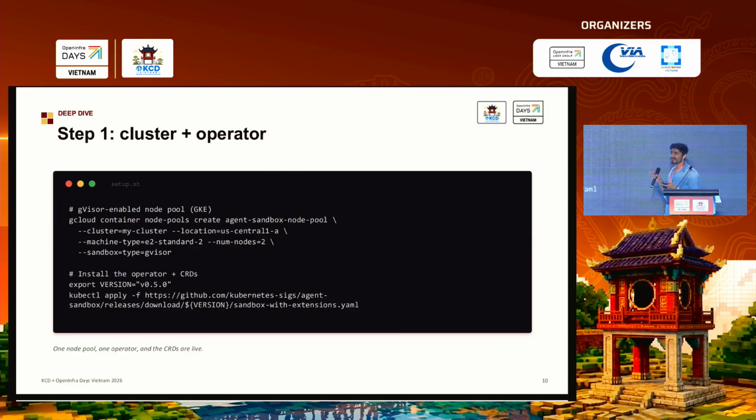So I already had a Kubernetes cluster, and here if you see this particular flag, I'm just ensuring that the new node pool that I create should have gVisor already installed for me. And then what I'm going to do next is install the Agent Sandbox controllers and the custom resource definitions. These are the same custom resource definitions that we saw, like the sandbox template, the sandbox pool, and the claim as well.